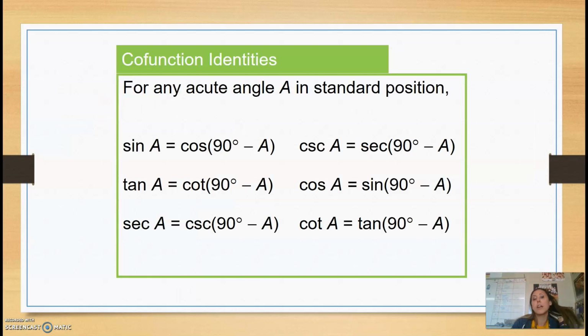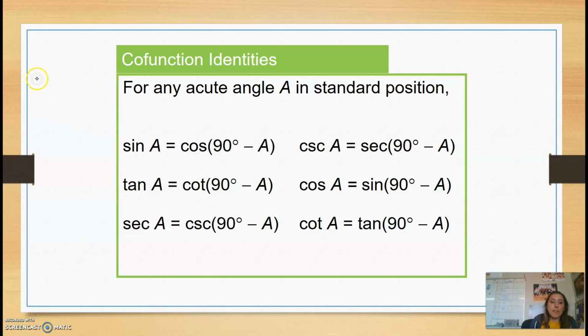What I want to talk about with you are these cofunctions. So go ahead and hit pause and get this in your notes. What this is saying is that the sine of A is equal to the cosine of 90 degrees minus A. And the cosecant is equal to the secant of 90 degrees minus A. And the tangent of A is equal to the cotangent of 90 degrees minus A.